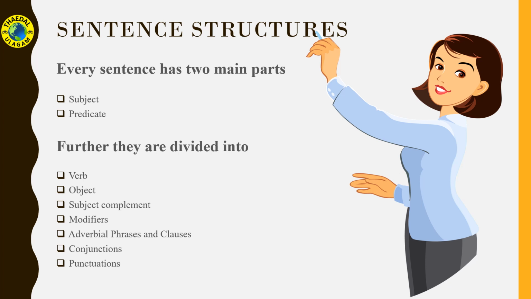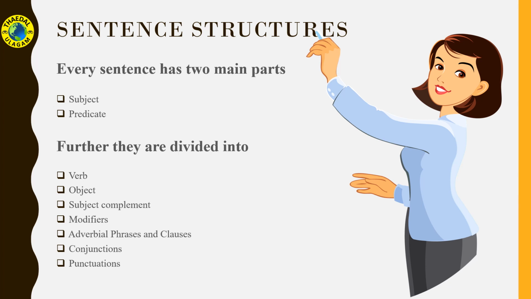Now that you have learned about different types of sentences, it's time to know the sentence structures. Every sentence has two main parts: the subject and the predicate. Further, the structures can include verb, object, complement or subject complement, modifiers, adverbial phrases and clauses, conjunctions and punctuation.